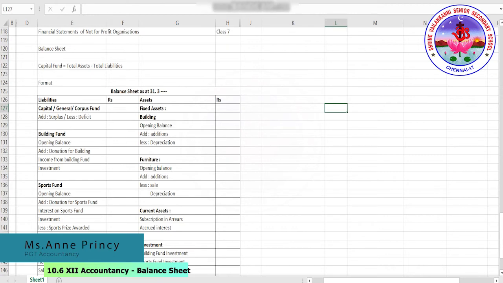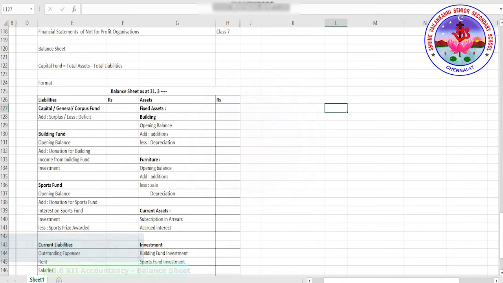This session is class 7 of financial statements of not-for-profit organizations. In this class, we will be learning how the balance sheet of a not-for-profit organization is prepared. Usually when you are preparing the balance sheet, the format will be liabilities rupees, assets rupees. Here capital fund is a terminology used. Capital fund is equal to total of assets minus total of liabilities. This will be the capital fund.